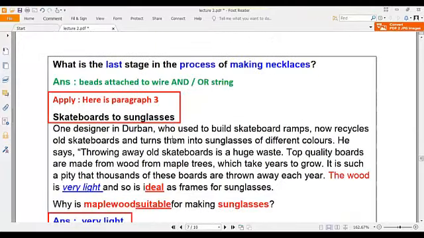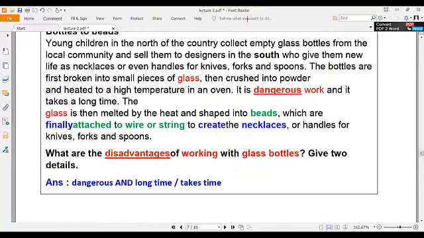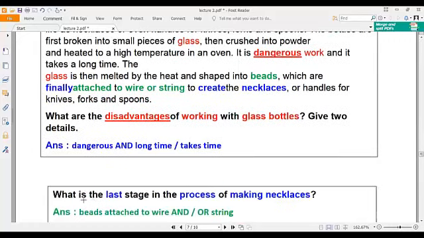Look here. Another question. What is the last stage in the process of making necklace? Same paragraph. فرح. The last stage. يبقى احنا كده محتاجين نشوف ايه الكلمة اللي في الباراجراف شبه كلمة last stage. فرح, are you following? Yes, mister. Okay. Here is another question, Farah. What is the last stage in the process of making necklaces?